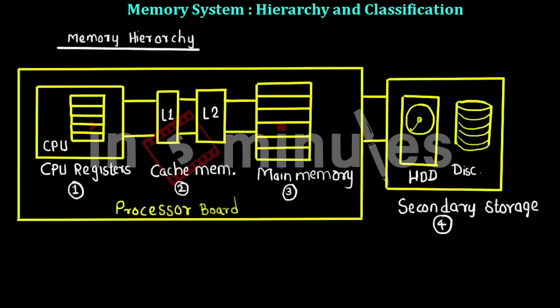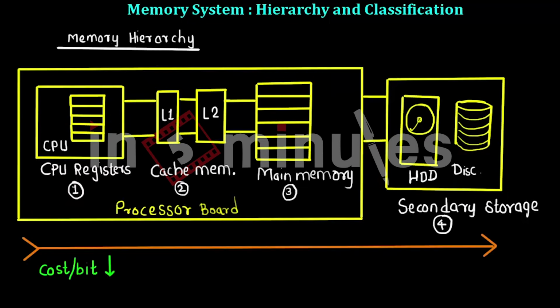Now, we are going to see how different characteristics are affected as we go down the hierarchy. First of all, the cost per bit goes on decreasing as we go down hierarchy level. So the cost per bit for the CPU register is the highest, while for the secondary storage it is much cheaper. The capacity, however, goes on increasing as we go down. That is, number of CPU register is very limited. However, we can store a huge amount of data in the secondary storage devices.